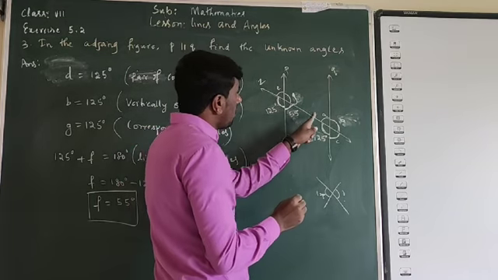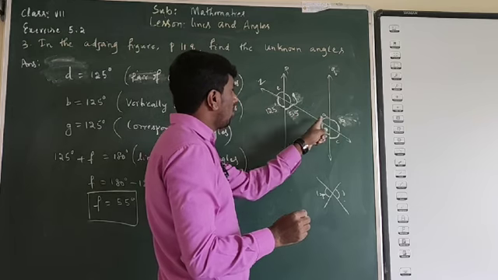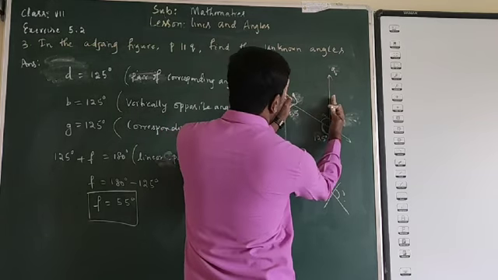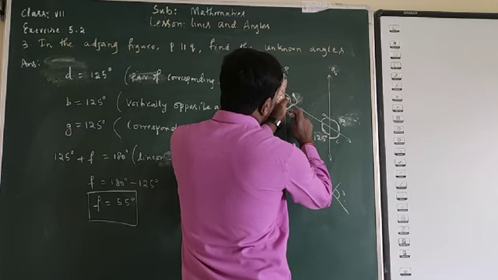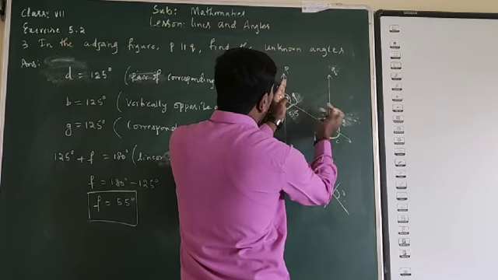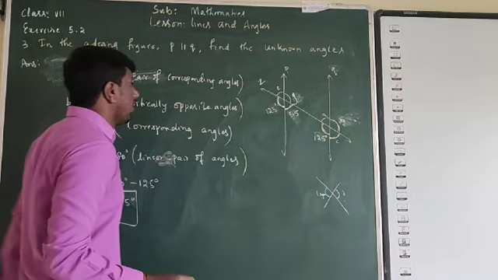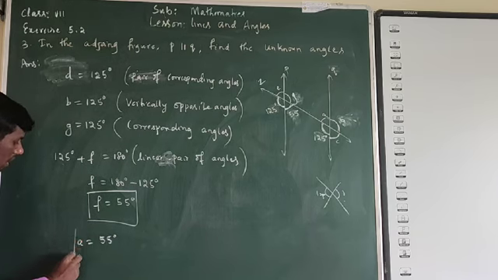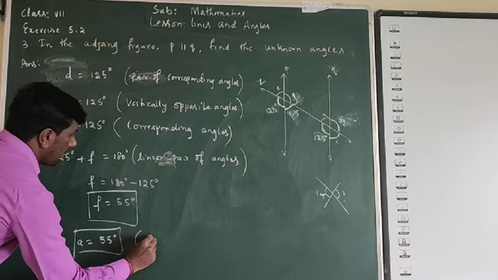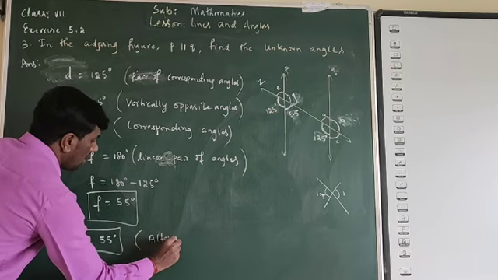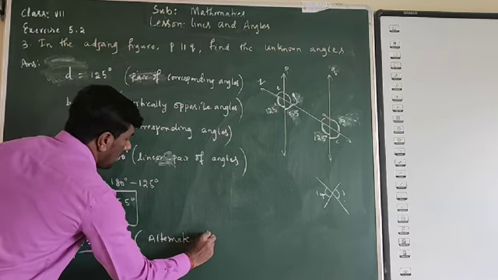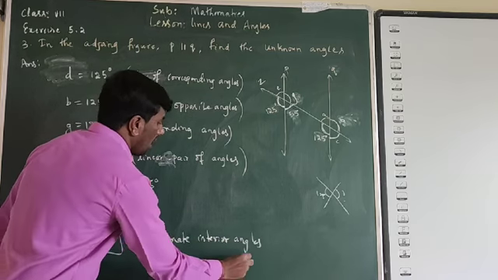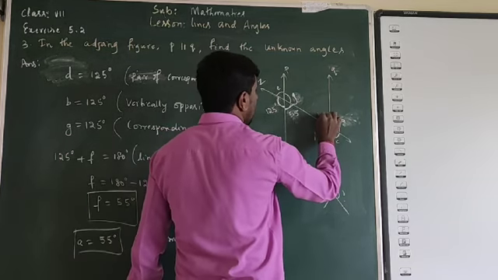If this is 55 degrees, then what about this? These four angles are interior. These and these are alternate interior angles. So A is equal to 55 degrees because alternate interior angles. A is equal to 55 degrees. The reason is alternate interior angles. Okay. Then this is 55 degrees.